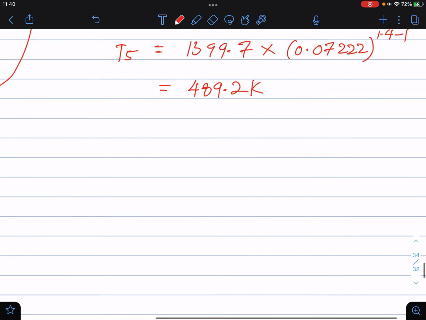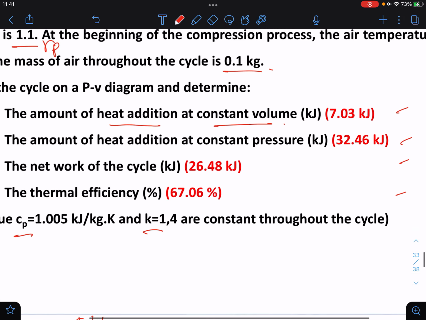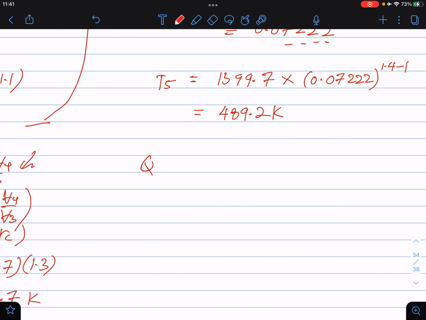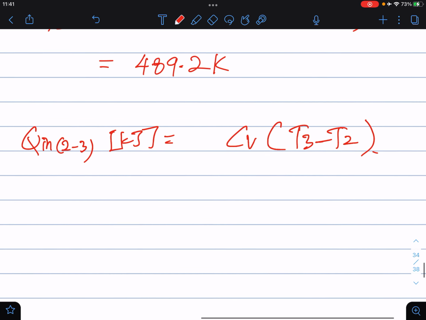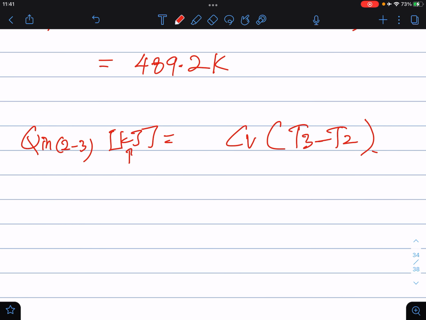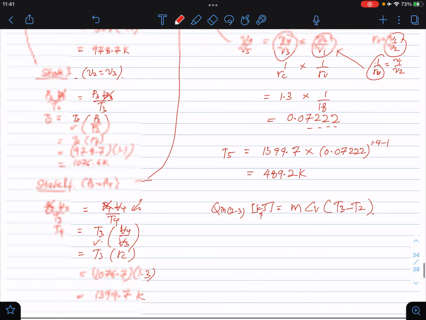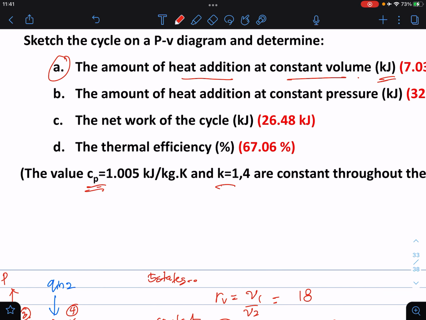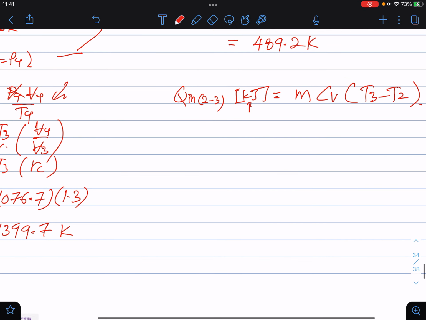So make sure the unit asks for kilojoule. So you need to find Q in 2-3 in kilojoule. Since this is a constant volume process, you start with Cv times T3 minus T2, and then it asks for kilojoule, so make sure to multiply with mass. The value of Cv is not given, but the value of Cp and k are given, so you can calculate Cv first.